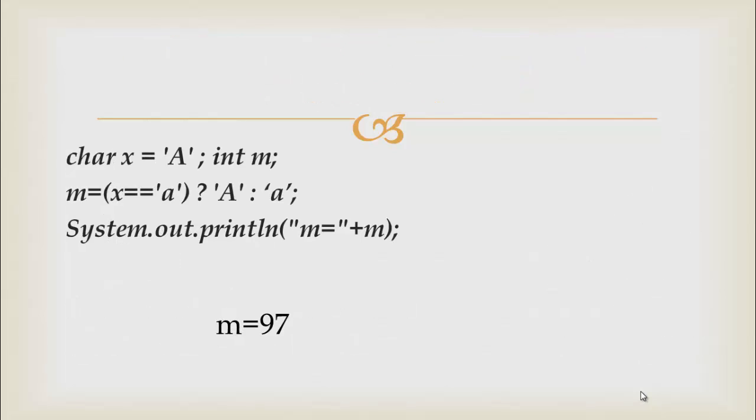Next one, x is a and int m. So x is equal to a and a is compared with the ternary operator. So directly it is printing the ASCII value.